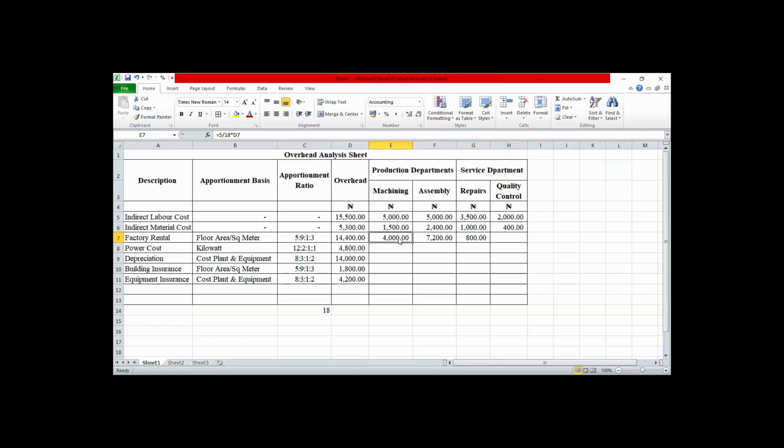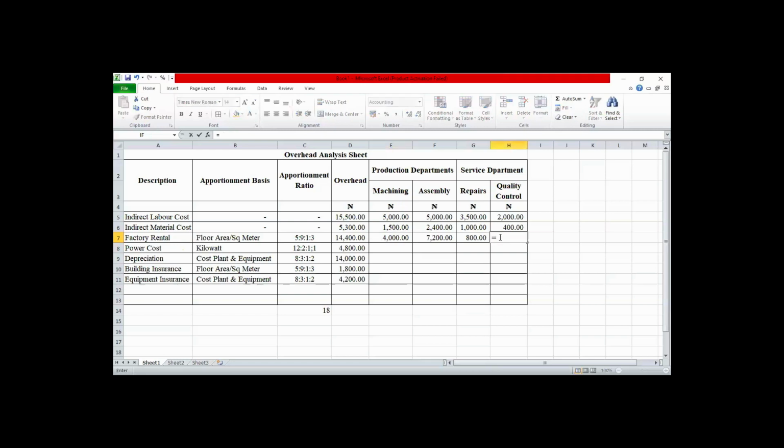I said 5 times 18. No, it's not 5 times 18. It's 5 divided by 18 times 14,000. Oh, there is 400. I'm sorry, I didn't know there was 400 now. I was multiplying with 14,000, not 14,400. You are right, it's 14,400. All right, sir. Let's continue.